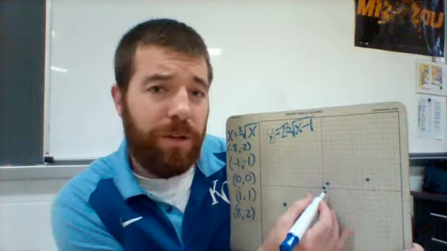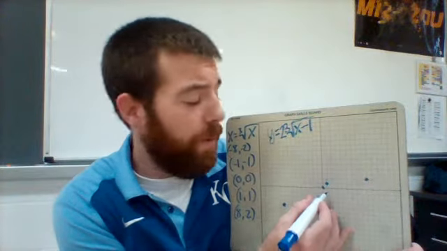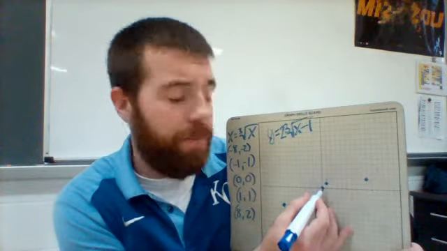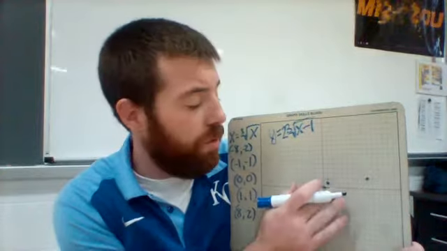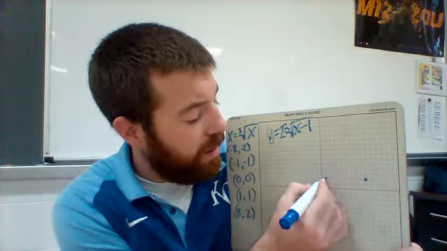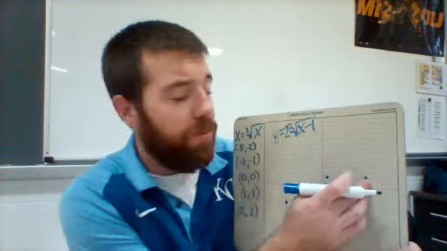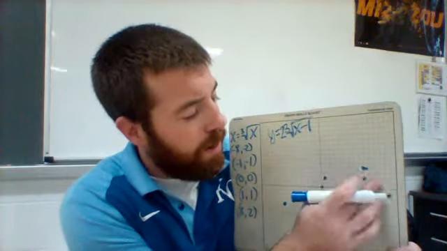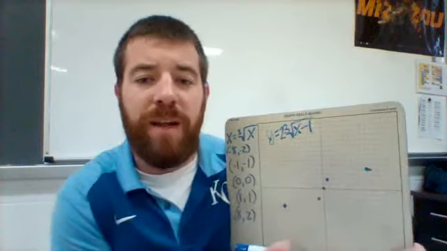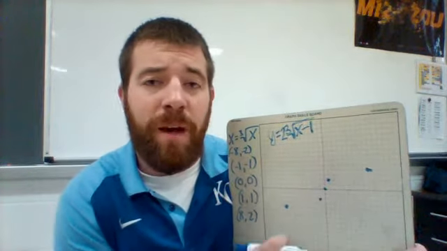0 times 2 is 0, so it never moves here when we do the amplitude. 1 times 2 is 2, so I erase this dot and put it here. And then I come over to here. 2 times 2 is 4. I move that up, and I erase that dot. So I've done my amplitude now.